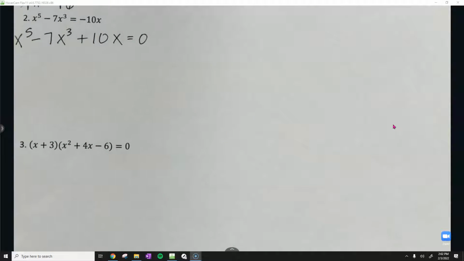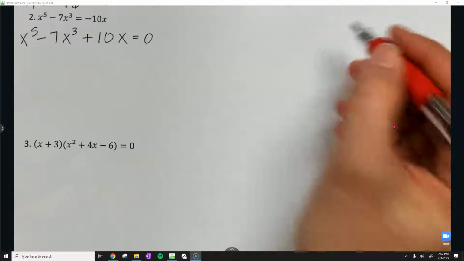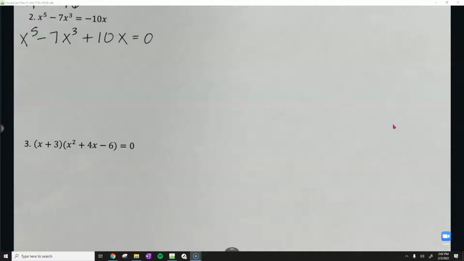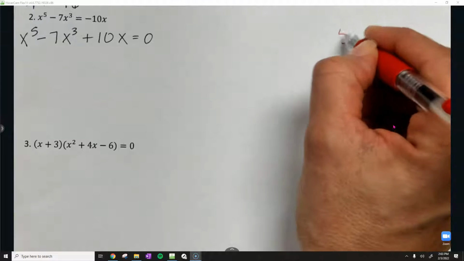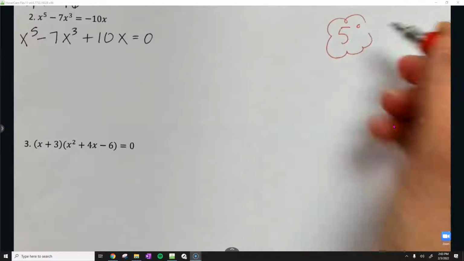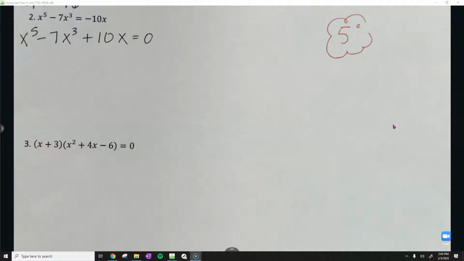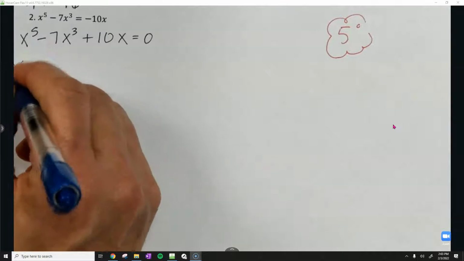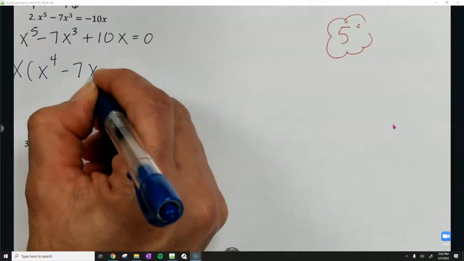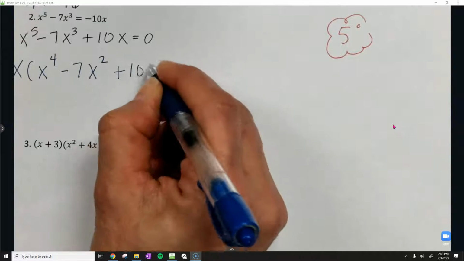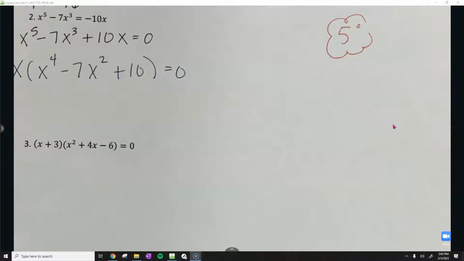So it looks like the degree for number 2 is, Bryce, what is it? 5. Yes, good job. So we're going to write 5. But he's right. There's a GCF of the x. So let's take an x out. So that's going to be x to the 4th minus 7x squared plus 10, and that's going to equal 0.